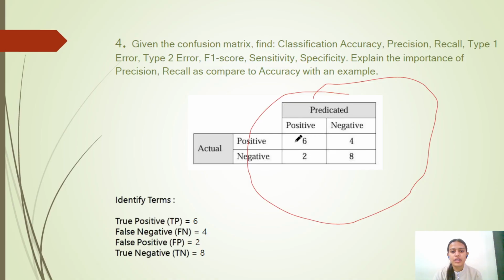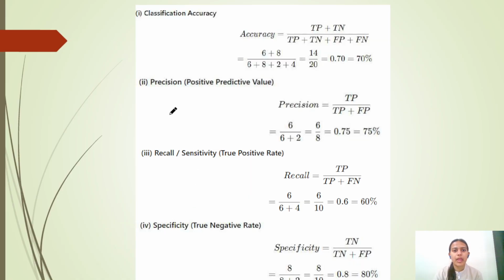Now, this is our true positive. This is true negative, we can see. And this is false negative. And this is false positive. So, accuracy is what? TP plus TN upon TP plus TN plus FP plus FN. Putting values, we will get 0.70, which means 70% accuracy.